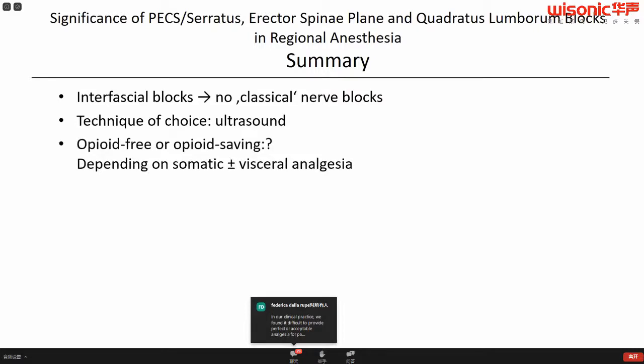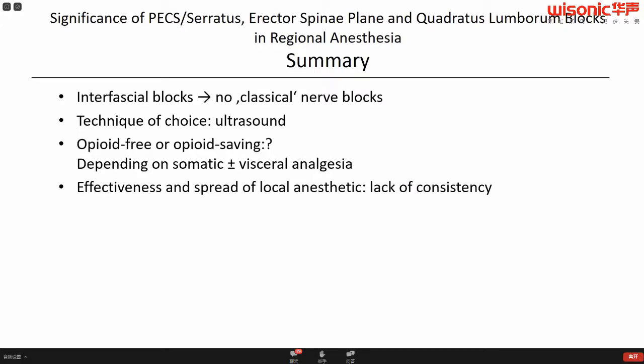If you have an opiate-free or opiate-saving technique depends on if you block only somatic or if you block somatic and visceral fibers. Effectiveness and spread of local anesthetic, we can say there's a lack of consistency. All these blocks are unpredictable, and even if we are with the needle tip in the right plane and we see that the local anesthetic is spreading in the interfascial plane between two muscles, we cannot say this block will work 100% or not. Effectiveness, there is a validation, is depending.